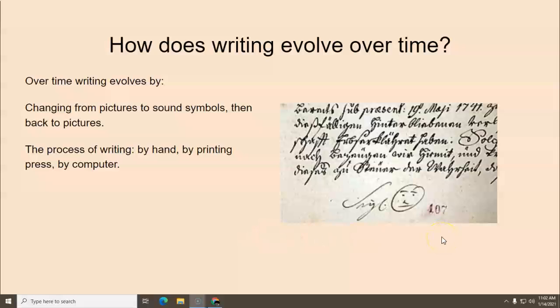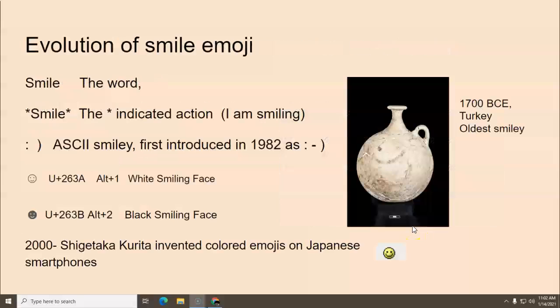Over on the right here, this is from the 1700s, and you can see a guy signing his name with a smiley face. And that's important because we're going to use that as an example of how this smiley emoji evolved. All the way back in 1700 BCE in Turkey, the oldest smiley face that we know about that was intentional is on this jug. And you can see it here, 2 eyes and a mouth that was glazed onto there with the head-shaped jug.